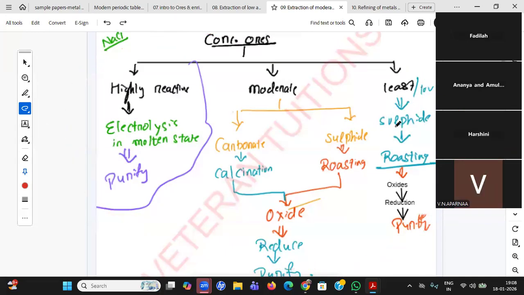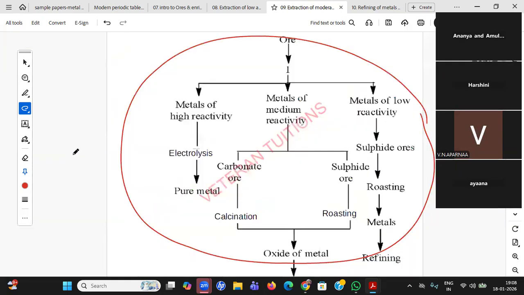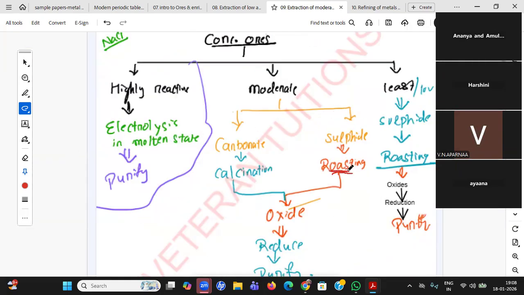For the least reactive, sulfide means roasting. After roasting, you get oxides. Oxides can be reduced, and finally purification is required. For moderate, we have 2 things: sulfides also, carbonates also, some oxides also. Sulfide means again roasting, you get oxide. Carbonate means calcination, you get oxide. If oxide, reduction is required. And the final stage is purification, which I did not discuss.